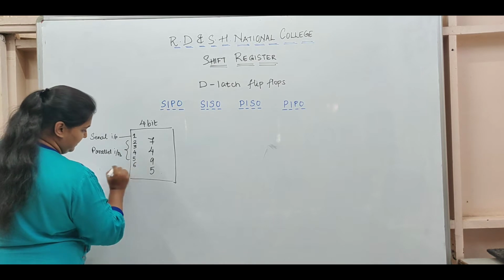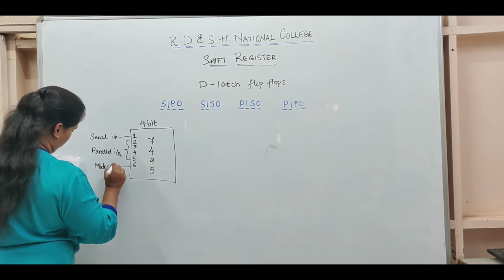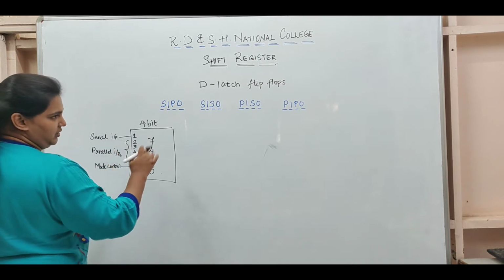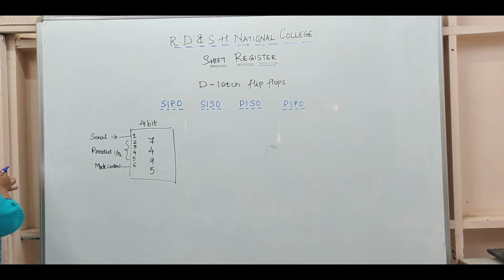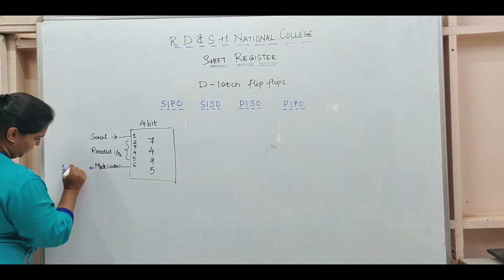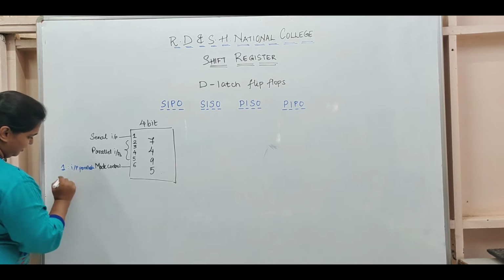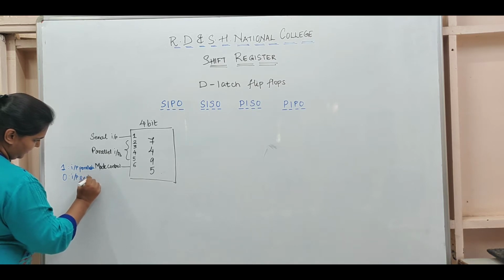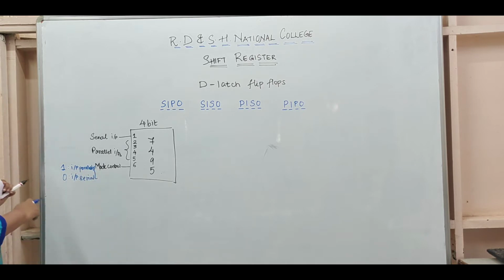I have pin 6, which is basically the mode control. How this mode control works is, when this mode control is 1, the input to the shift register is in parallel format. So I'll write that here. When this mode control is 1, my input is parallel, and when this mode control is 0, my input is in serial format. So these two stand for mode control.